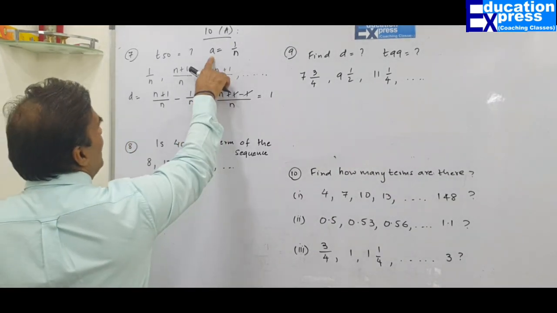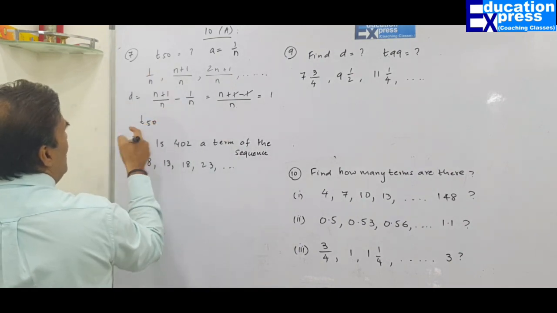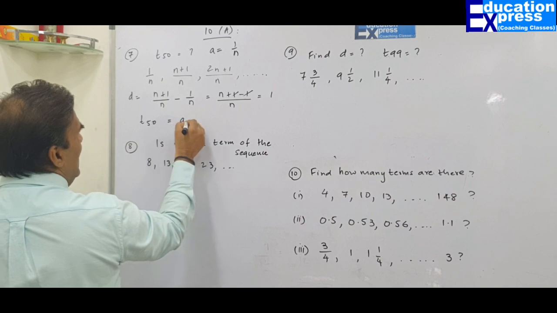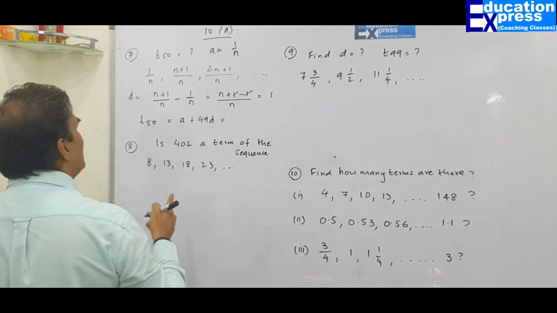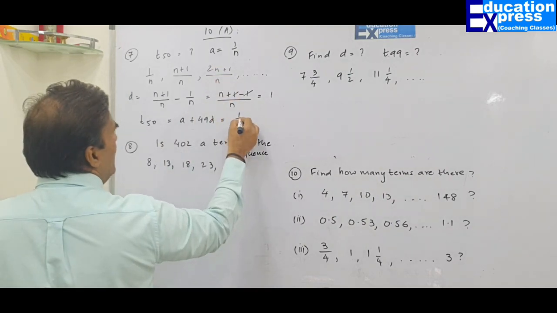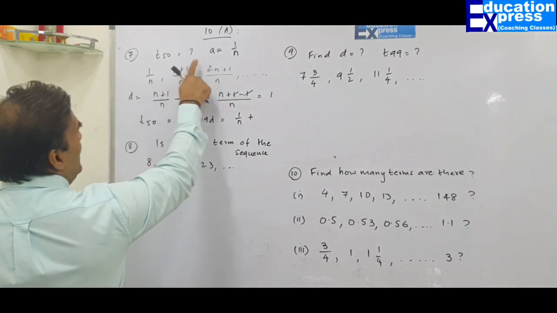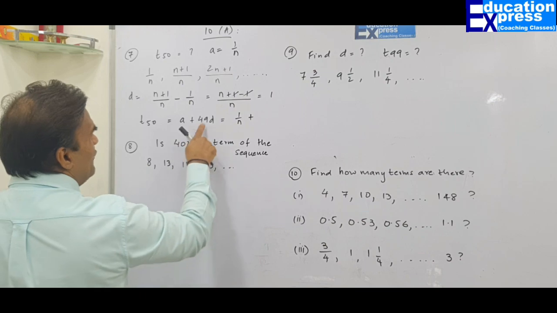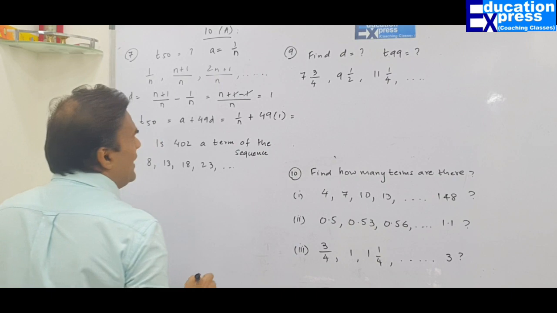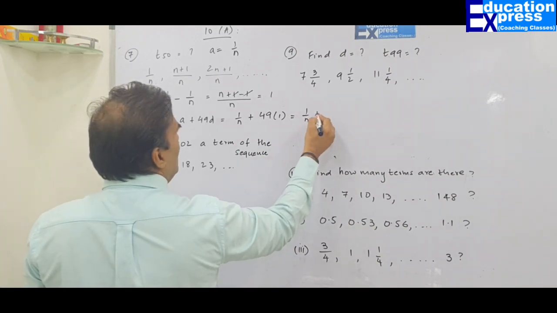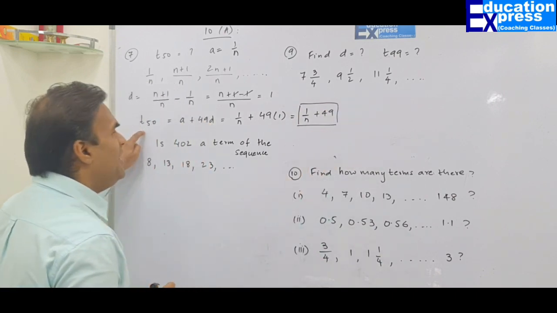So we know the value of A, we know the value of D. You have to find the 50th term. We all know T50 can be written as A plus 49D. Can you substitute the values? Yes, sir. The value of A would be 1 upon n plus 49, as the value of D is 1. So your final answer would be 1 upon n plus 49. This is your answer for T50.